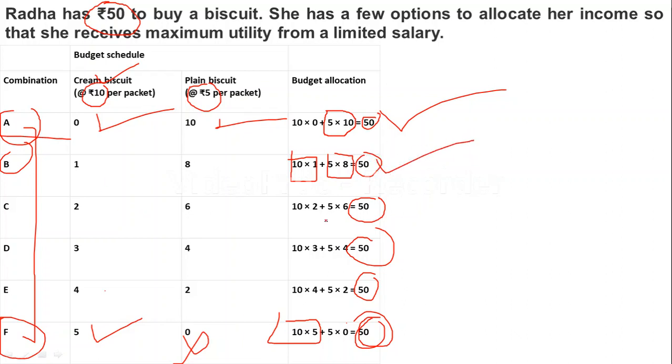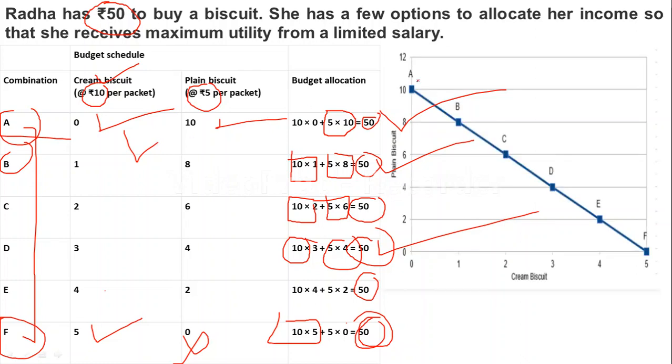In combination C, he will buy 2 units of cream biscuit and 6 units of plain biscuits. Again his expenditure will be 50 only. So combination D, 3 units of cream biscuits, 4 units of plain biscuits. His total expenditure is 50 only. So in this way, the budget line shows combinations of two goods which are available to the consumer at his given level of income and prices.